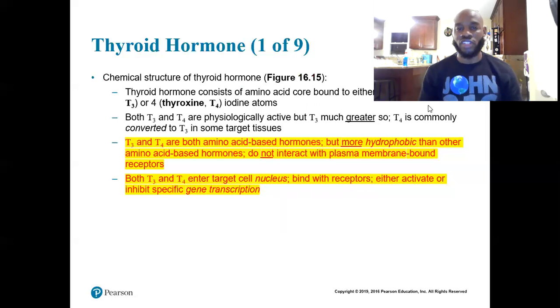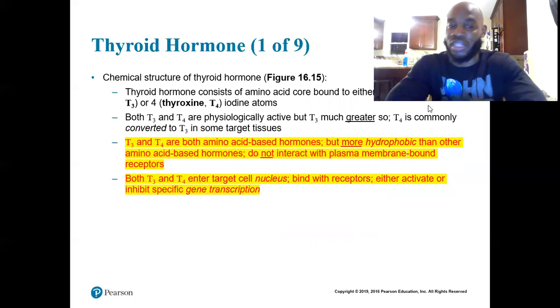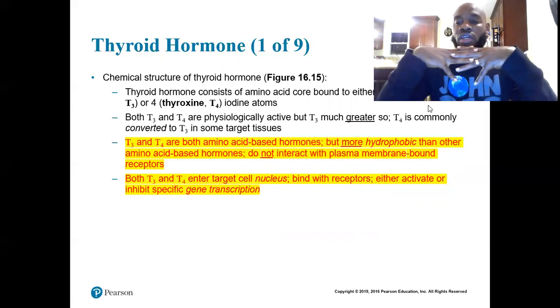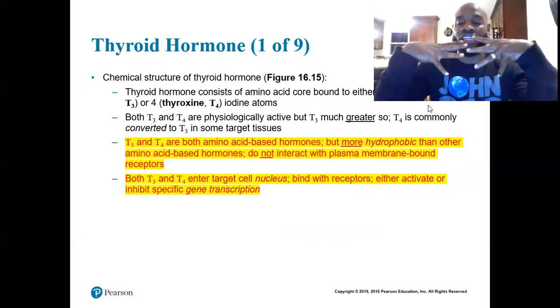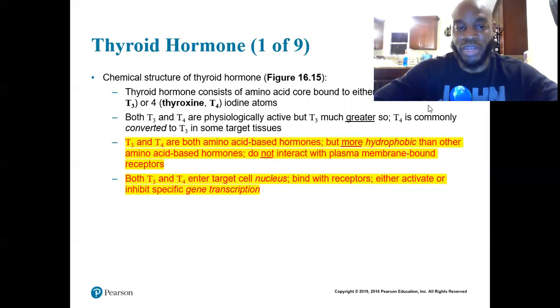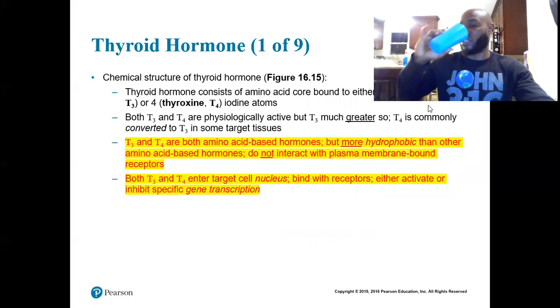All right, so now we get into the thyroid hormone. What are the hormones that are produced by the thyroid gland, and what is their purpose? What do they do for our body? Remember, the endocrine system helps us maintain homeostasis by controlling different aspects of the body. So just remember that overall theme as we look into this.